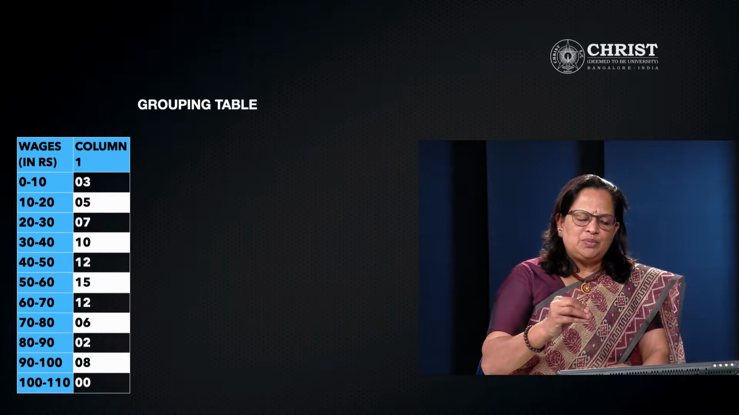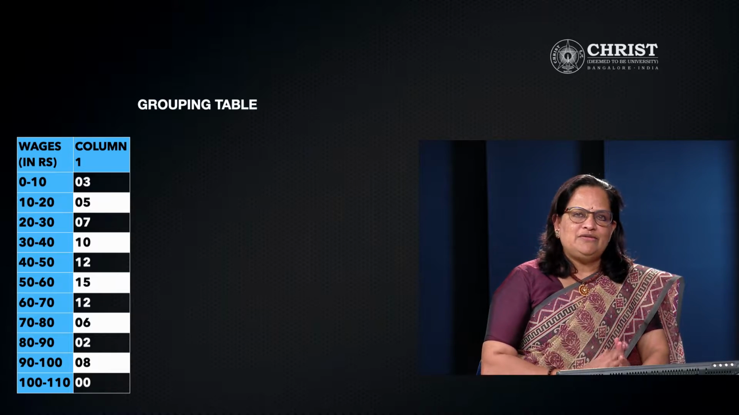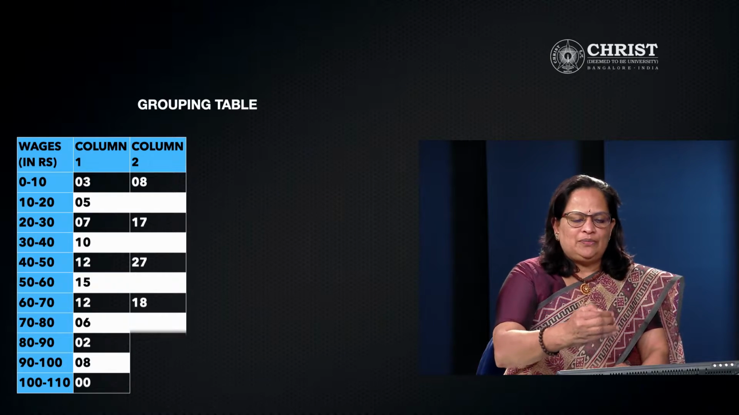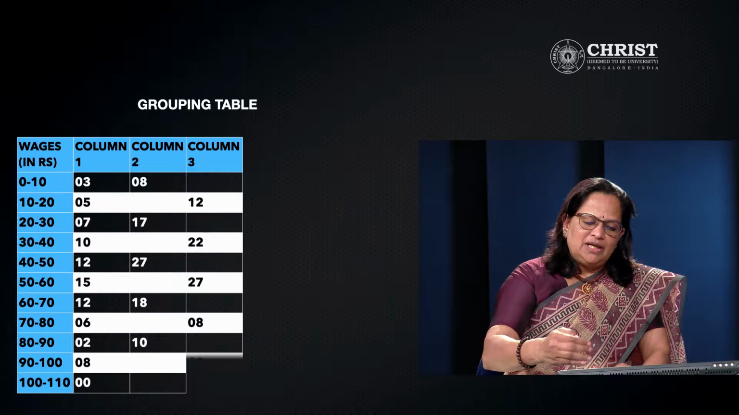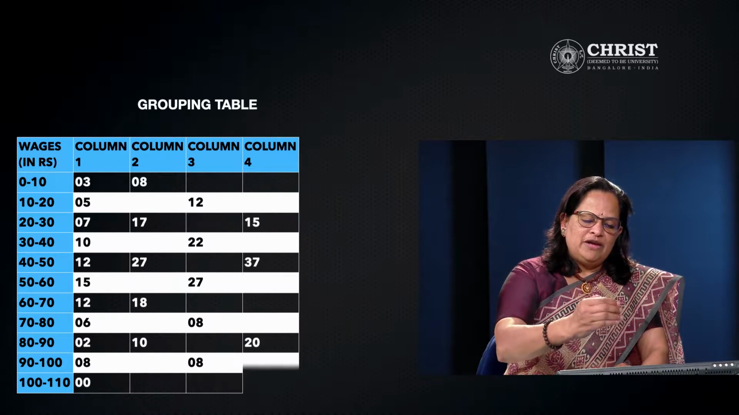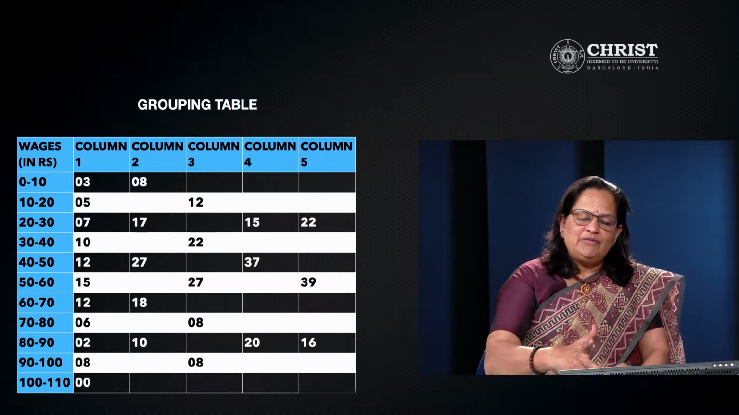So grouping table is prepared 0 to 10. The frequency values, the first column will be the frequency values itself. Column 2, we are adding frequencies in 2 each. 3 and 5, it's 8. 7 and 10, 17. Column 3, we will leave the first frequency. That meaning 3 will not be considered. 5 and 7, it's 12. Next is 10 and 12, it's 22. Like that we will complete.